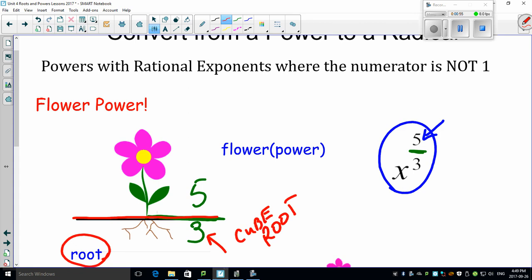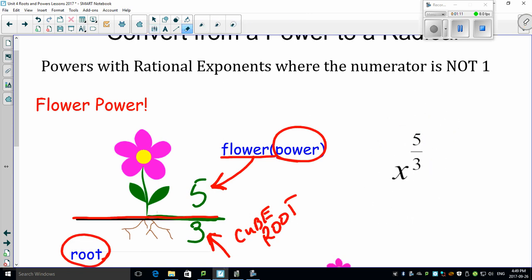So what does this 5 mean? Well, it's the flower, which is the power. Awesome, right? So flower power, that's 5. So there's your exponent. There's your root. So what does this thing over here become? Well, okay, let's try it again. Watch. X to the exponent 5 to the root 3.